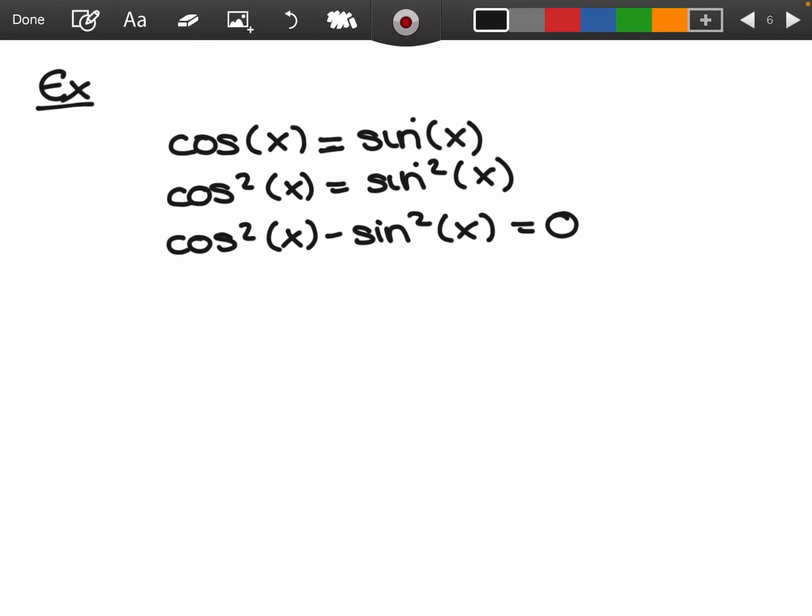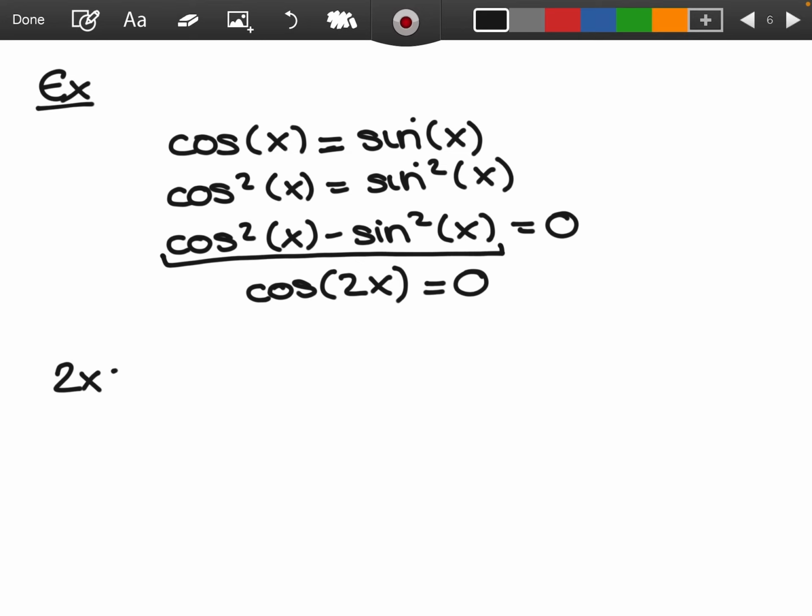Okay. Why have I done this? Well, it turns out that this is actually familiar to us. That is the double angle formula for cosine. So cosine squared x minus sine squared x is equal to cosine 2x. So I am actually looking for all angles x such that cosine 2x equals 0.